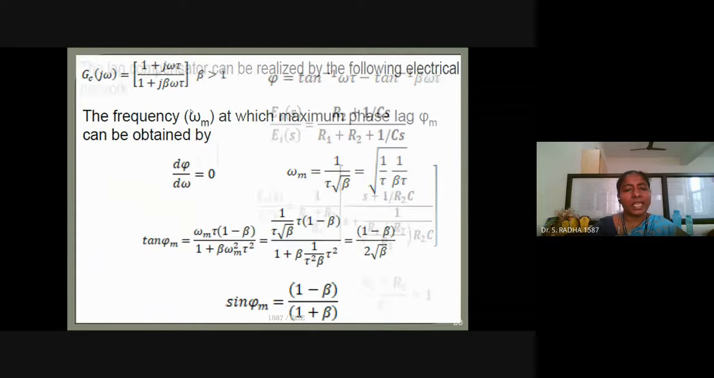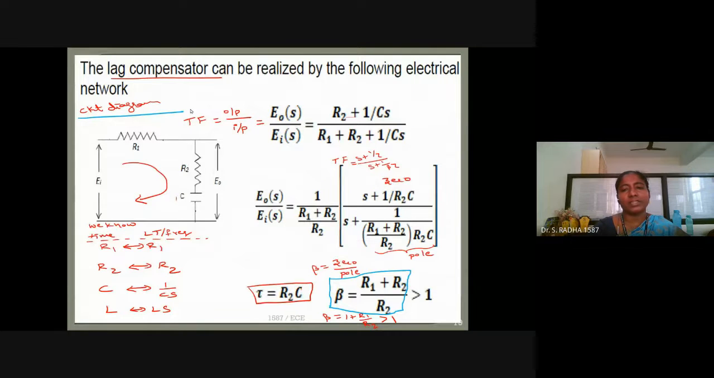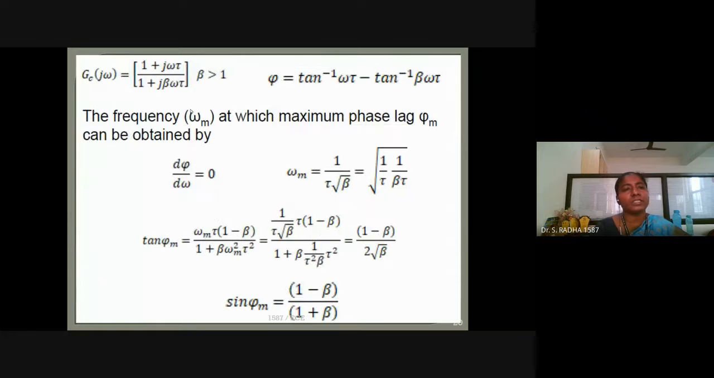Now, when we write the angle equation, this is the transfer function of the lag compensator. When we try to write the angle for the compensator transfer function, we will have this equation. And after derivation, taking the first order derivative and equating it to 0. Why are we doing all this?